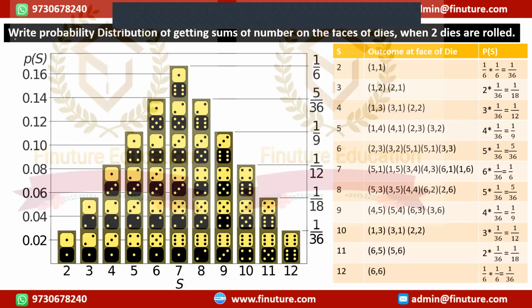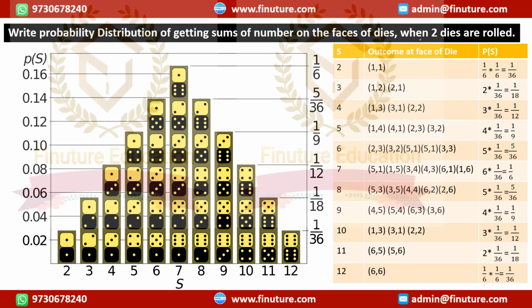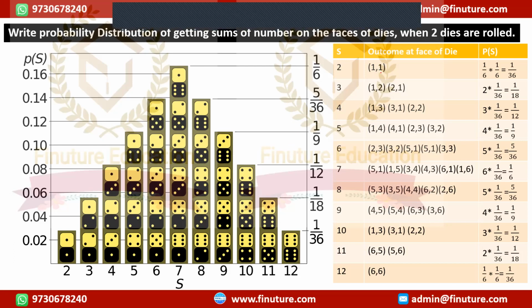So, we have been asked to write the probability distribution of getting sums of numbers on the faces of dice when two dice are rolled. So, the experiment is such that you are rolling two dice and you're recording the sum of numbers that comes on the faces of dice. Say for example, on the first die it is 1 and on the second die it is also 1. So that sum would be 2. So the possible outcome in this case would be 2.